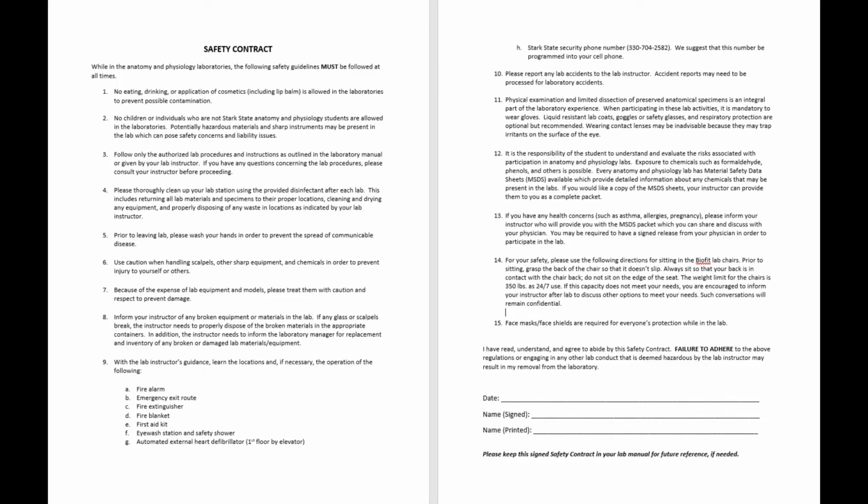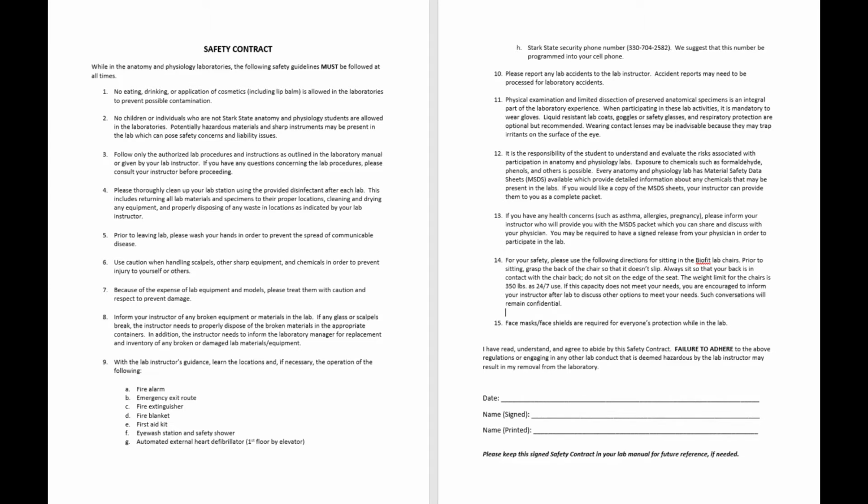3. Follow only the authorized lab procedures and instructions as outlined in the laboratory manual or given by your instructor. If you have any questions concerning the laboratory procedure, please consult your instructor before proceeding. 4. Please thoroughly clean up your lab station using the provided disinfectant after each lab. This includes returning all materials and specimens to their proper locations, cleaning and drying any equipment, and properly disposing of any waste in locations as indicated by your lab instructor.